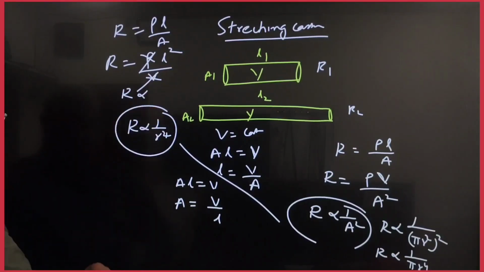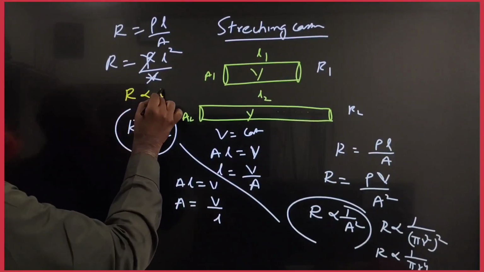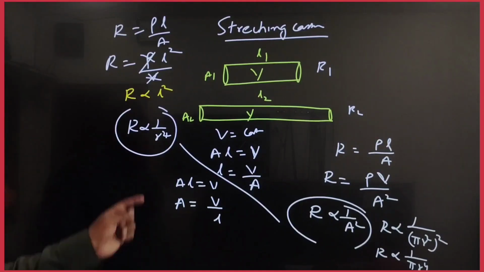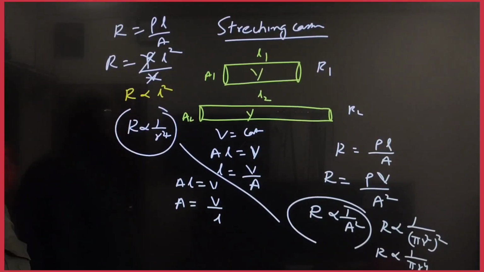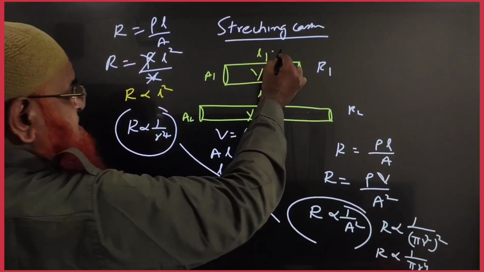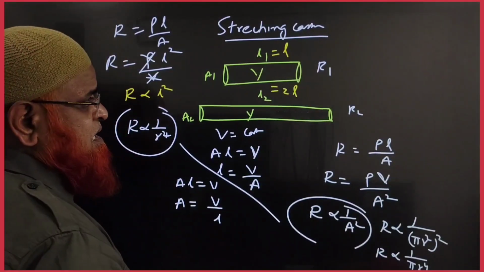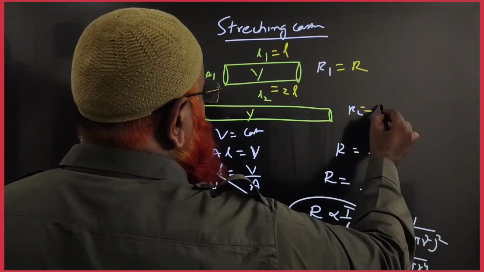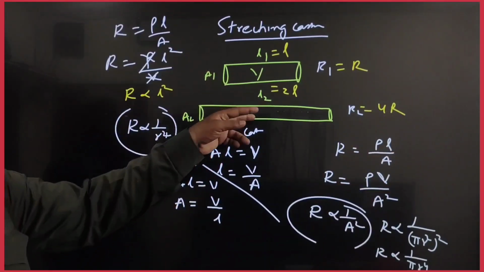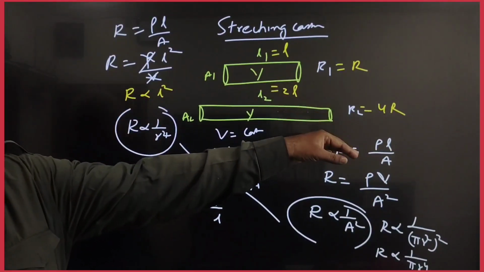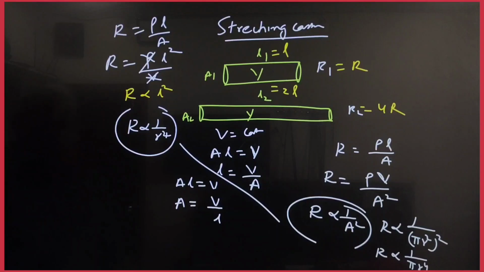That means resistance is what? Resistance is directly proportional to L square. Okay. So if length doubles, resistance becomes... See, whenever you stretch the wire and make its length double the previous length, then what happens to the resistance? Previously, if R1 is R, R2 will become 4R. When length doubles, resistance quadruples. Why? What is the reason? Let me discuss that.